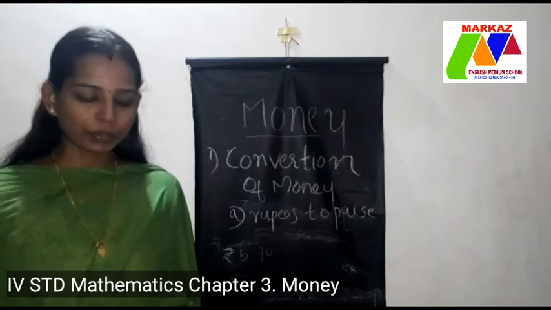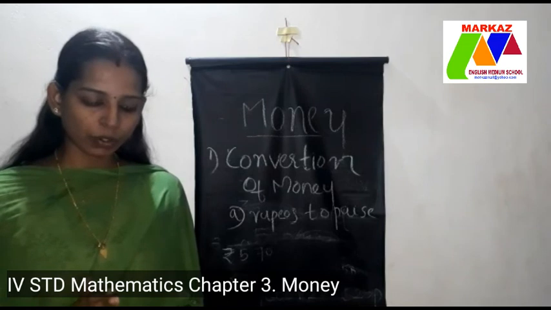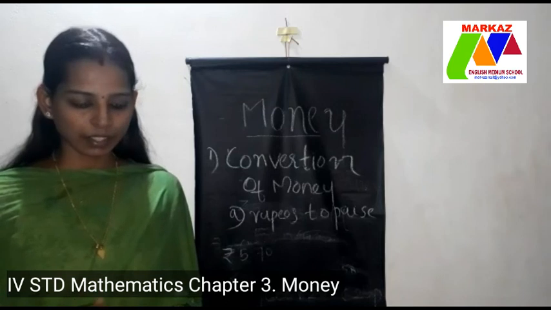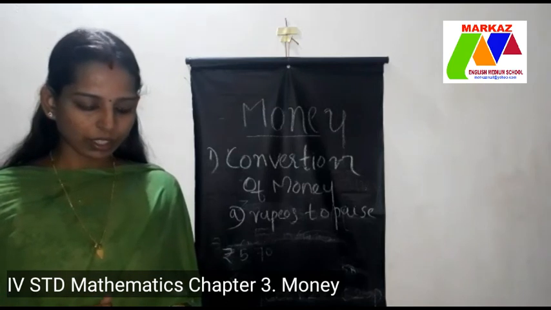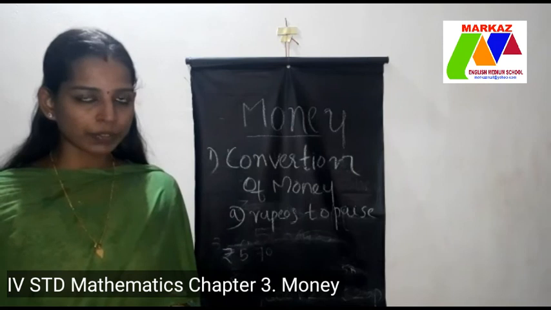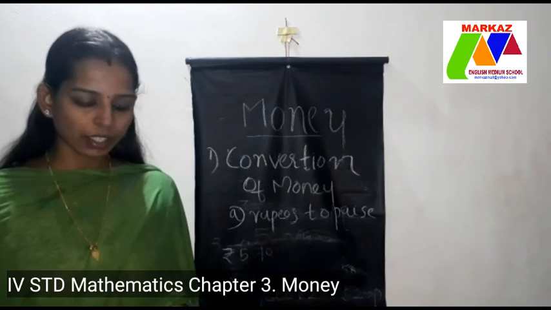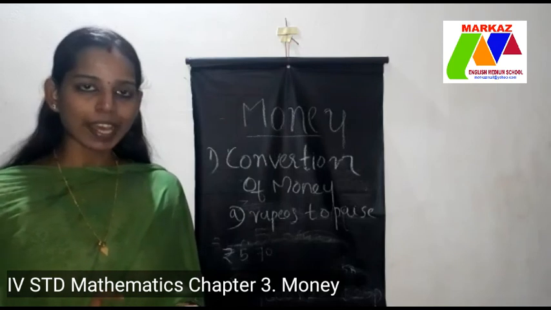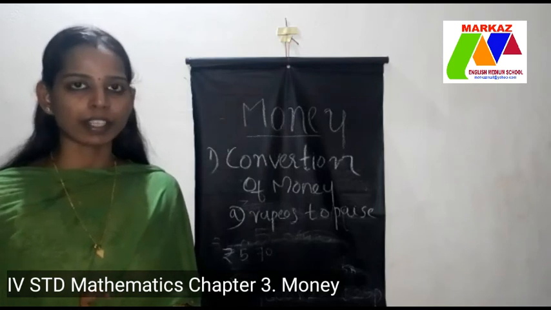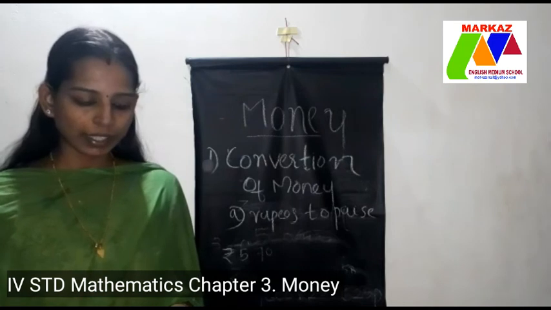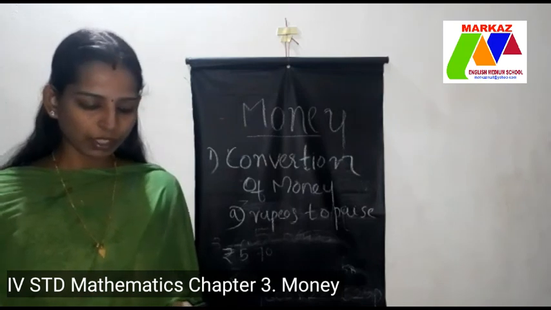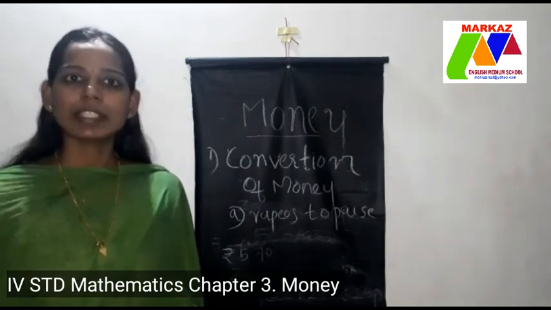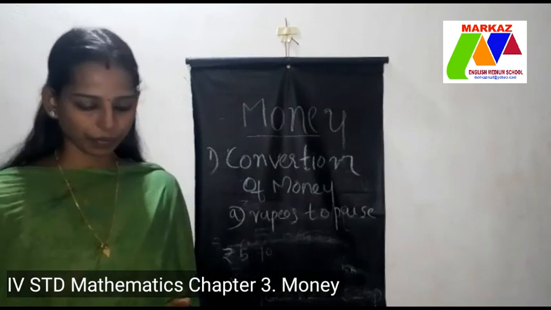The next one, 46.25. Here the answer is 4625. It is right. Next one, 3250 paise. So the answer should be 32.50. Here the answer is given as 3.25, so it is wrong. The next one, 55 paise is equal to 0.55. It is right.